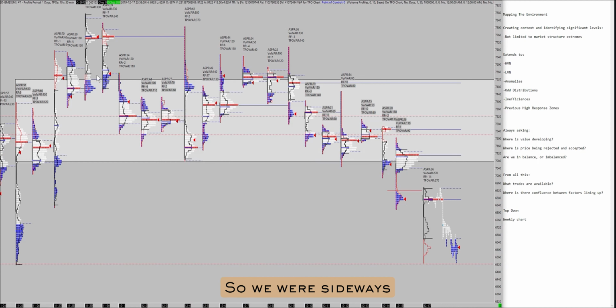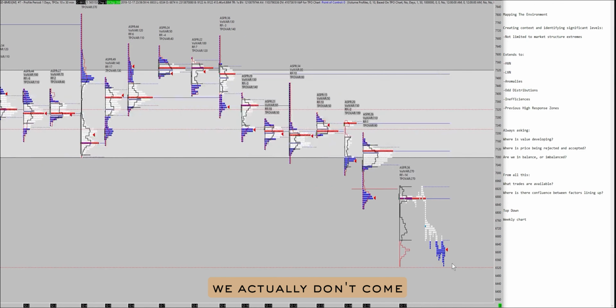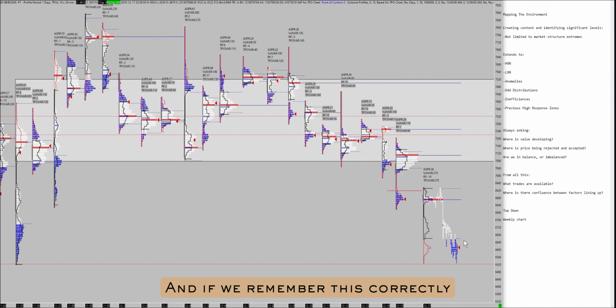So we were sideways for the last 3 weeks. Price was stuck within a range. This was the first time we gained acceptance to the downside outside of this range, and the first area that we would expect to act as resistance, and also the first area that we would look to be regained, has acted as resistance, and what we end up doing is visiting the low. And in this case, we actually don't come all the way down to the low, and if we remember this correctly, this was on November 17th.